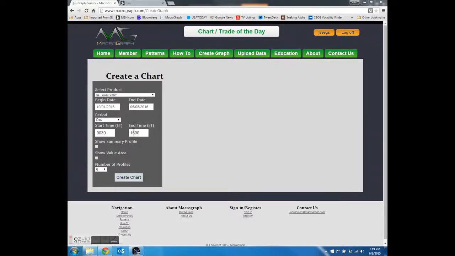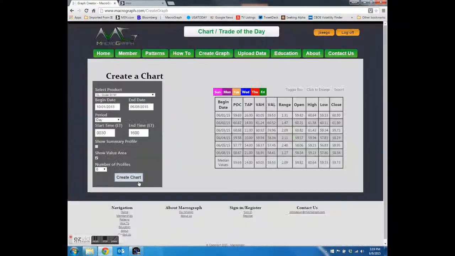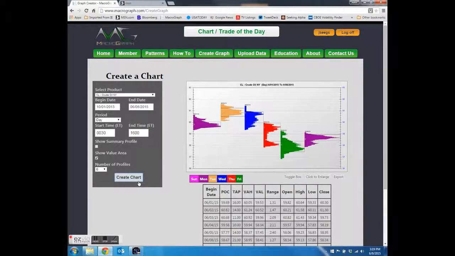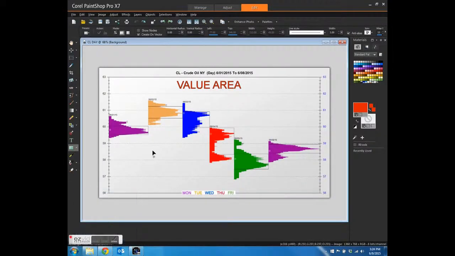When you go to create a graph, you're given the option to show value area. If you click on that and hit create chart, value areas will show up within each bell curve or market profile. Here we're looking at daily profiles for crude oil, and in each bell curve you can see a rectangle.